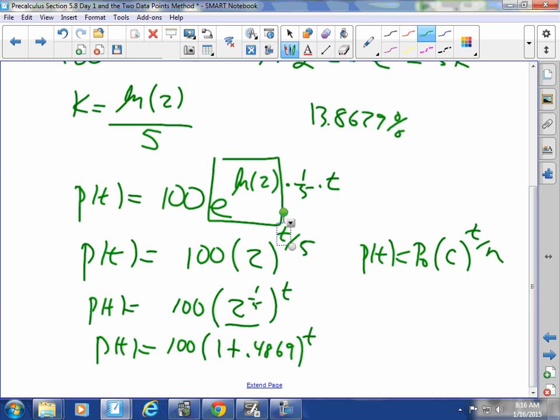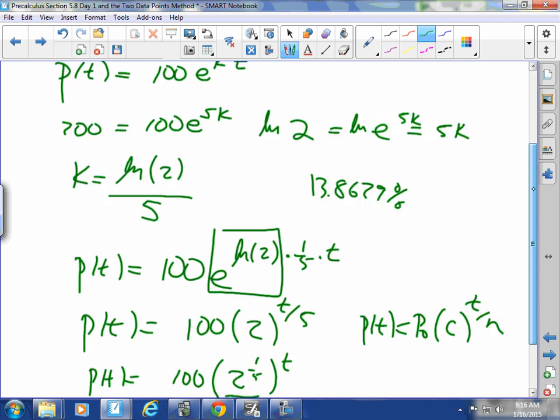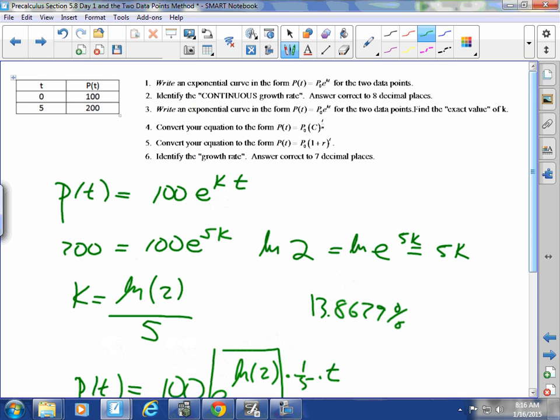Hey, let me go back to the original data points for a minute. Scroll up to that. If you want to change 100 into 200, what do you multiply it by? 2. And in this problem, how many units of time did that take? 5. That is not a coincidence. Not a coincidence that this is a 2 and this is a 5. Not in any way at all.